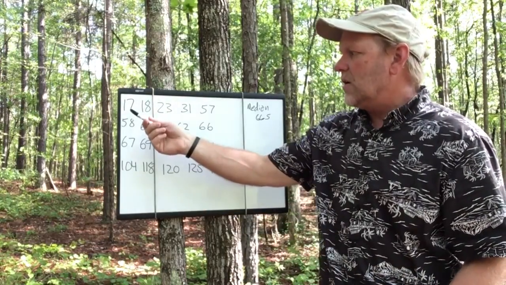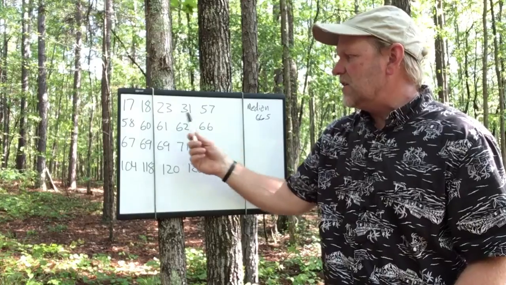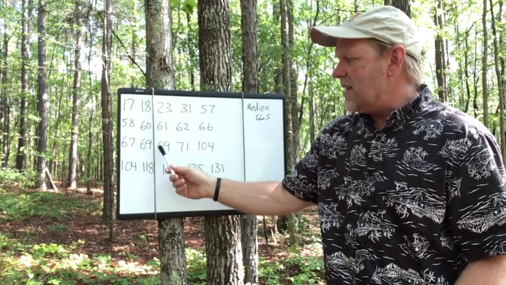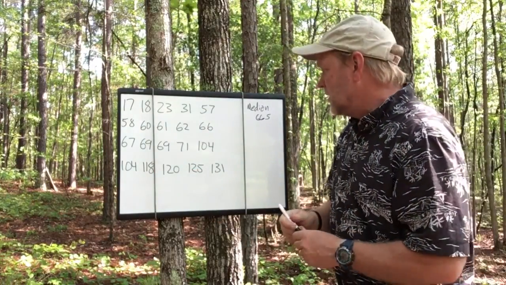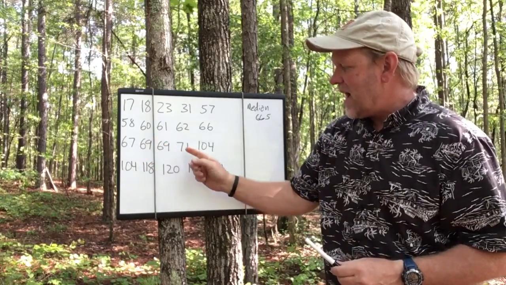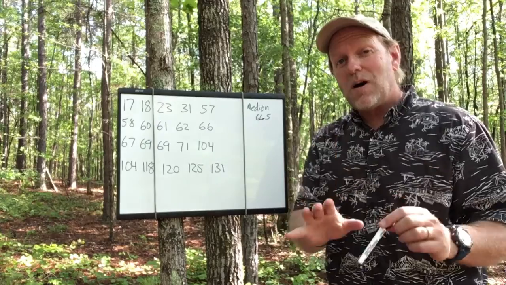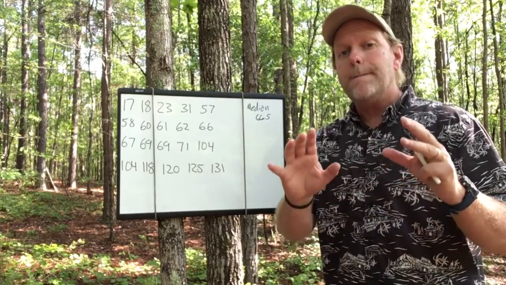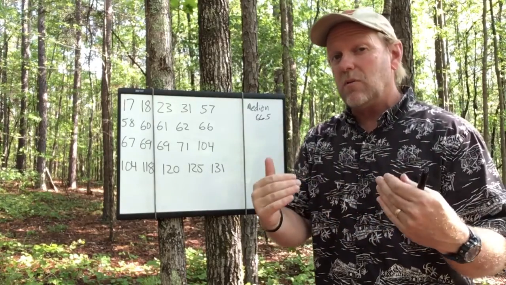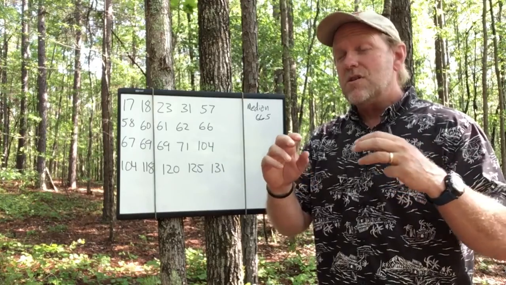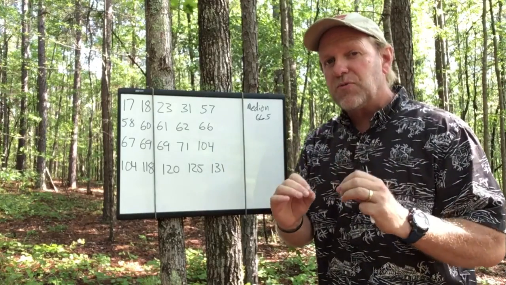So I've got one of each of these until I get to 69. Notice I have 2 69s, okay? I also have 2 104s. It is possible to have more than one mode. Remember, all we're dealing with is the number that occurs most frequently.